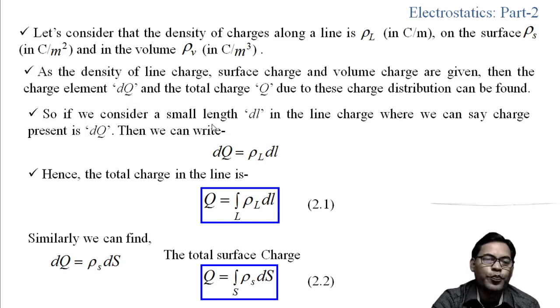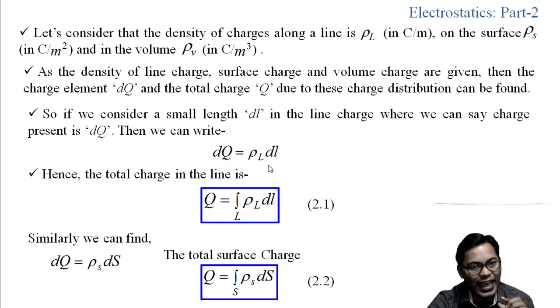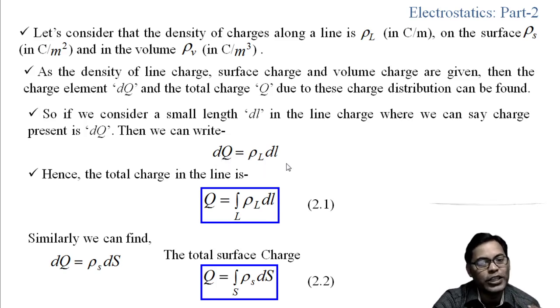Now, suppose for the small length dl, in case of line charge, we have the charge dq. Now, we can write dq equals to what? The charge density, because the density of the charge is symmetric. So, dq, the charge enclosed by the length dl, is rho L into dl. So, as we got the expression for dq, from that we can get the total line charge q, which will be equals to the line integral of rho L dl.